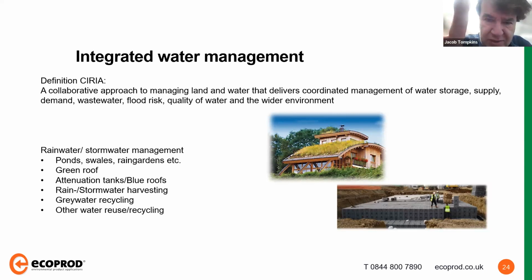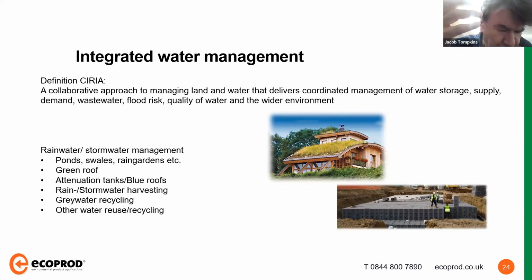Within that, humans effectively disturb the water cycle. We build loads and loads of concrete. That means that water runs off more quickly, which causes flooding and means it doesn't soak into the ground. So what we're trying to do with integrated water management is to renaturalize those systems. And that's where ponds and swales and rain gardens come in.